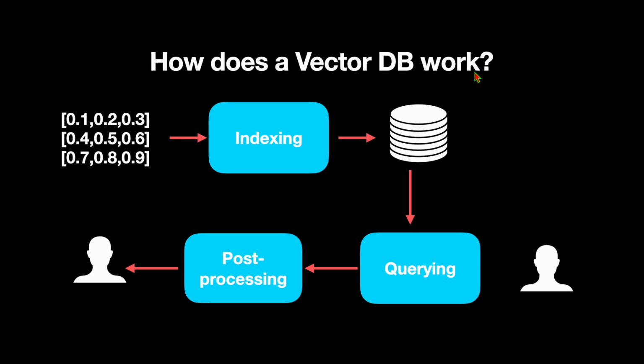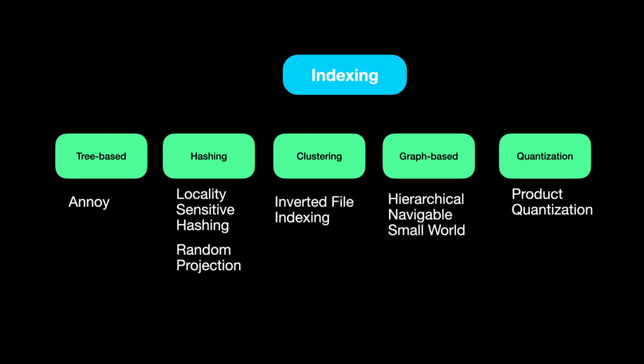So how does the vector DB work? The embeddings come into the system as vectors, and the vector DB indexes them and then stores them in the DB. Whenever the user queries, we get the user query, and then the query is used to do a similarity search in the DB. We probably do some post-processing on the response that we get from the DB and then pass it back to the user. Indexing is the most crucial part of the vector DB.